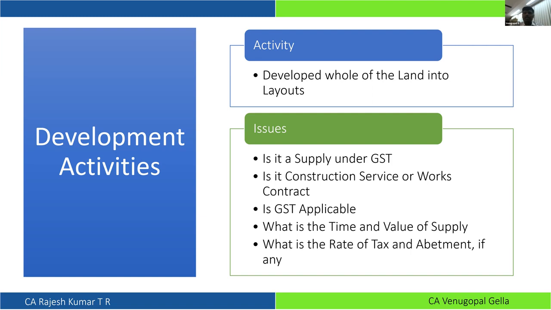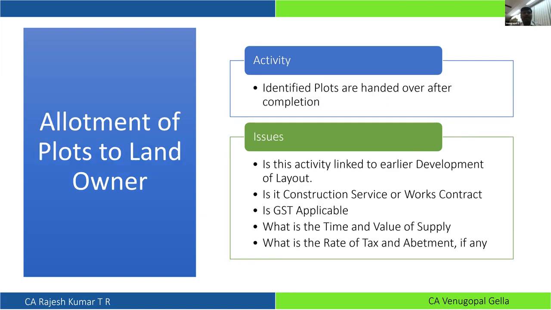If the landowner, so let me move to the next slide, when this allotment is happening. The developer has identified some plots and handed over to the landowner, saying that generally some 60-70% of the plots go to the landowner, and 30-40% of the plots stay with the developer. Now, the landowner is getting these plots. What is the developer getting? He is getting 30% of the plots that have been developed.